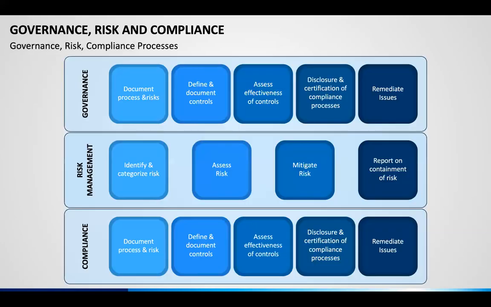Okay. So looking at governance, we find that number one, we have documenting processes and risks, then defining and documenting controls, the controls that are going to make sure that we achieve the strategic objectives, then assessing the effectiveness of these controls, disclosure and certification of compliance processes, and then remediating issues that may arise as far as our risk assessment is concerned, issues that may arise as a result of the audit that is conducted by the compliance arm.